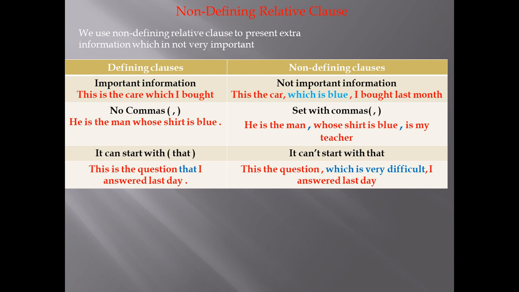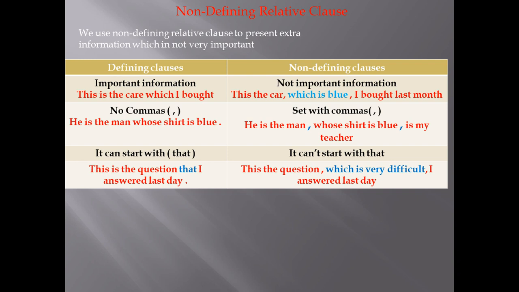Look here, we have some differences between the defining clauses and the non-defining clauses. The first is important information. The defining relative clauses usually contain important information. This is the car which I bought. And look here, the non-defining clauses contain not important information. It is extra or additional information. معلومة إضافية ومش كثير مهمة. This is the car, which is blue, I bought last month. So which is blue is not very important or essential information.